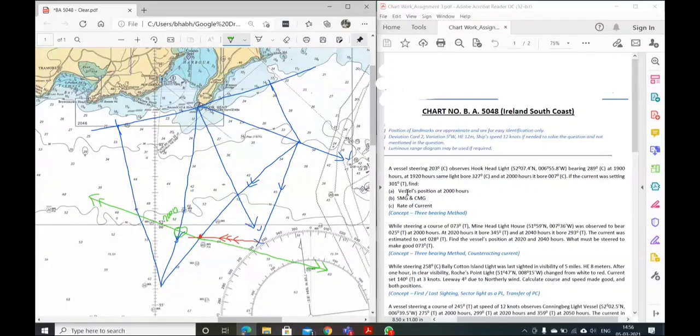The speed made good and course made good can be calculated now. If the starting point is A and the end of the triangle is here at B, this A to B gives you the speed made good and the course made good. The rate of current also can be measured. The length of the red arrow gives you the drift of the current for this time. This time is from 1900 to 2000, so that's for 1 hour. Whatever drift you get will also be the rate of the current. So that's question number 1. Straight away, the three bearing method application.